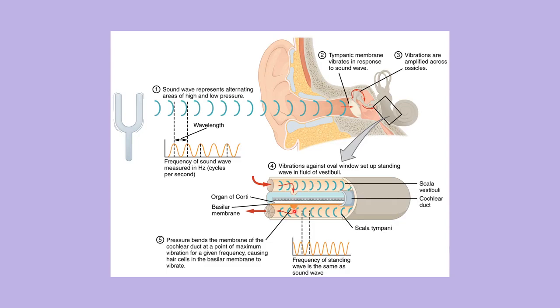There are different areas where it's going to stimulate what's known as the basilar membrane. And that's connected to the organ of Corti, which has the hair cells in it that are the receptors for hearing.